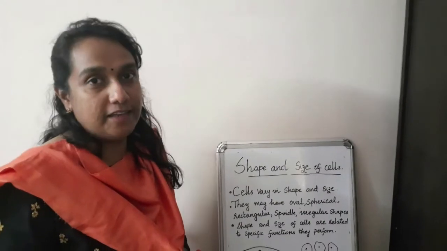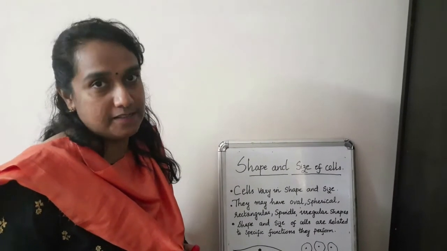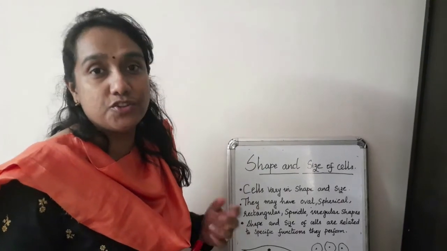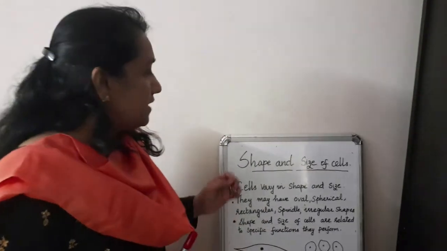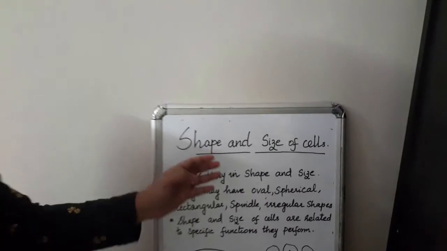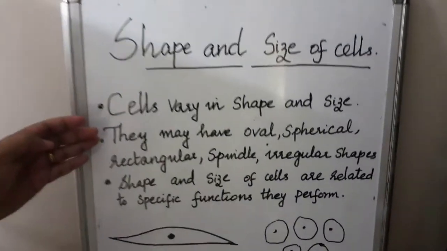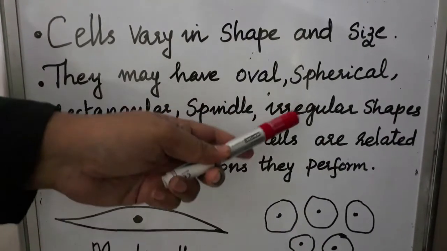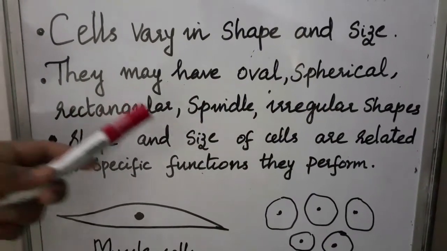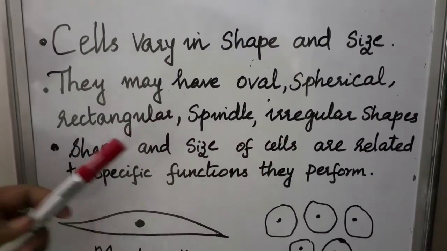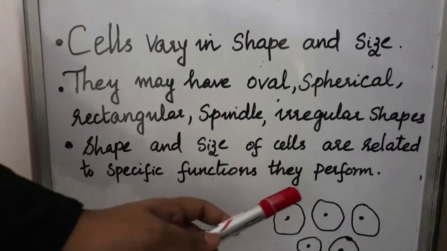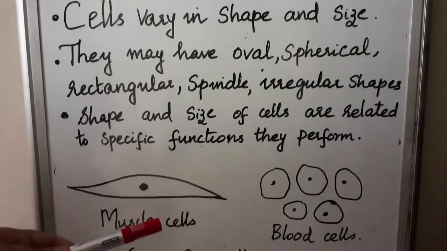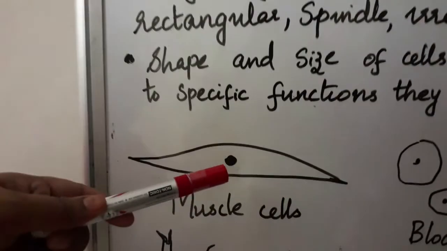Now let us see the characteristics of cells. In our body there are different types of cells which vary in shape and size. They may have oval, spherical, rectangular, spindle or irregular shapes. The shape and size of the cells are related to the specific functions they perform. Muscle cells are spindle shaped.